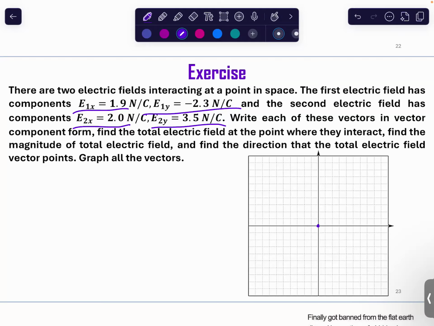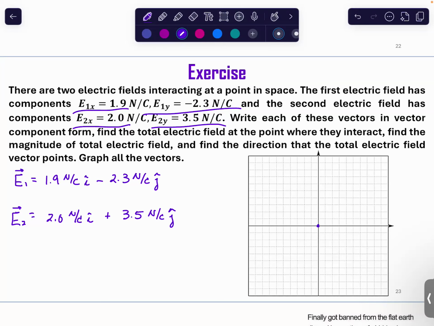Now, so we're going to take the E1x, that's going to be 1.9 newtons per Coulomb, I hat, minus 2.3 newtons per Coulomb, J hat. E2 is going to be 2.0 newtons per Coulomb, I hat, plus 3.5 newtons per Coulomb, J hat. So there's both of those vectors in vector component form.